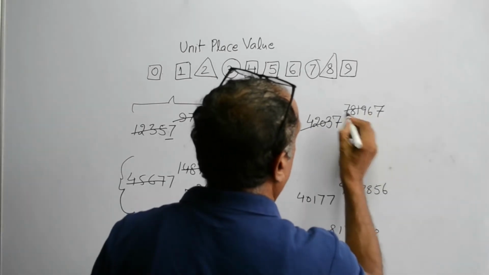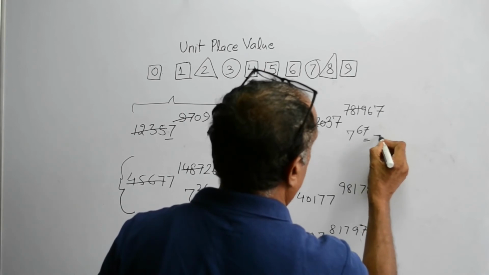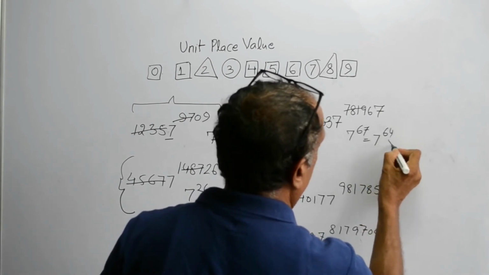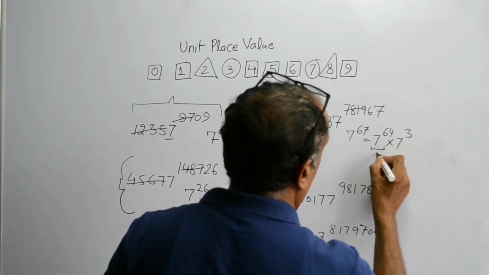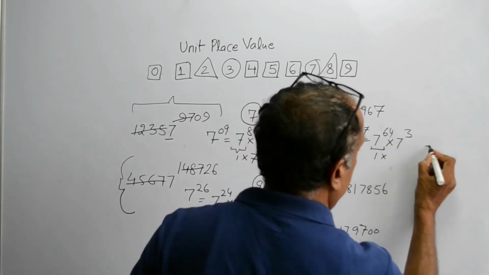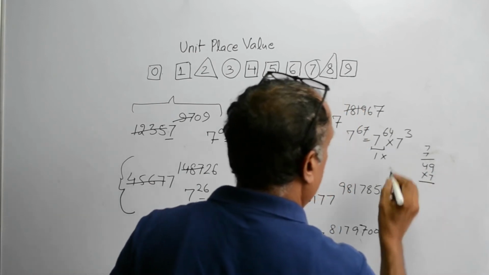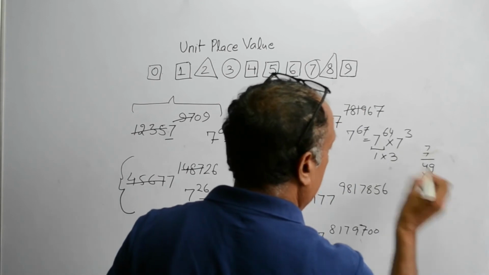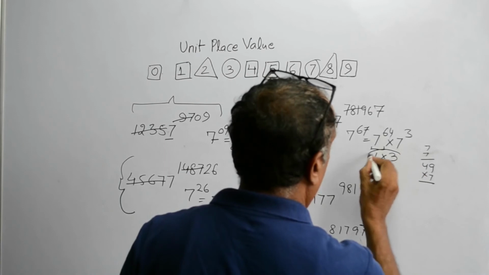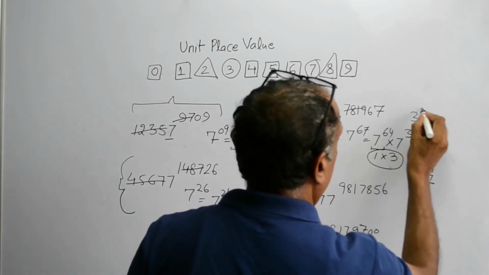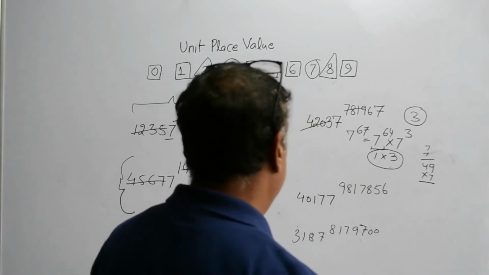Here we are to find out 7 raised to power 67, which is equal to 7 raised to power 64 multiplied by 7 raised to power 3. So 1 multiplied by 7 multiplied 3 times. So when we multiply, we are going to get 3 as the last digit of this number. So ultimately, we are going to get 3 as the last digit of this expression.